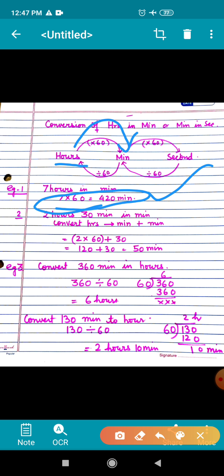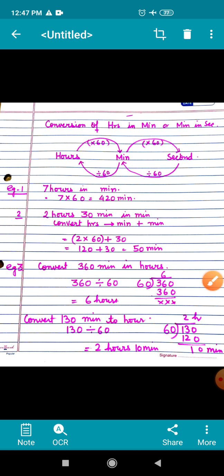Now 2 hours 30 minutes in minutes. Children, first you will convert hours in minutes and after that these minutes will be added. Here you can see I have done 2 multiplied by 60 becomes 120, and plus 30 it becomes 150 minutes, right? Now see the next example.